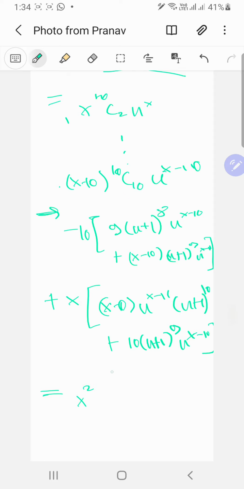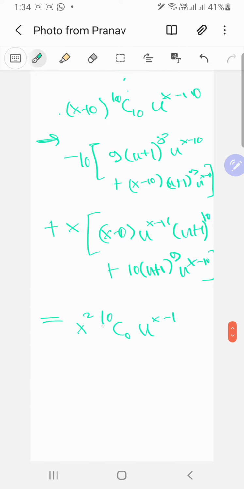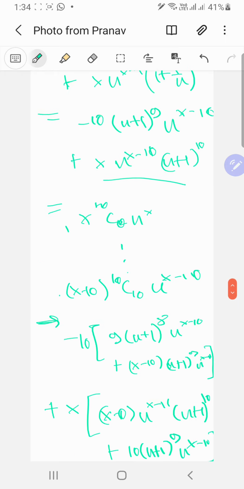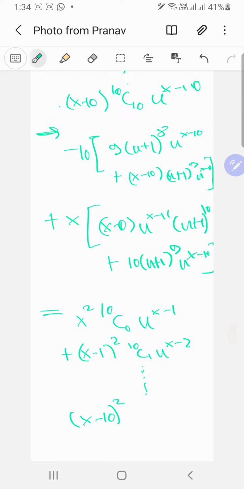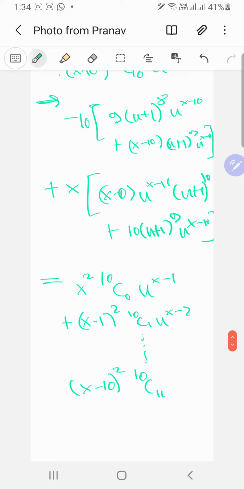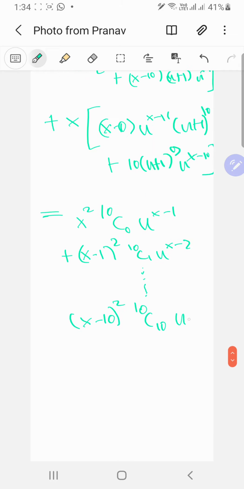Things like x squared, it's supposed to be 0 over there, sorry. So x squared 10c0 u power x minus 1 plus x minus 1 squared 10c1 u power x minus 2, and so on. And then finally, the last one is going to be x minus 10 squared, then 10c10 and u power x minus 11. Okay, so now what? Well, we'll just put the value of u as -1, and that should give us the answer which we want.